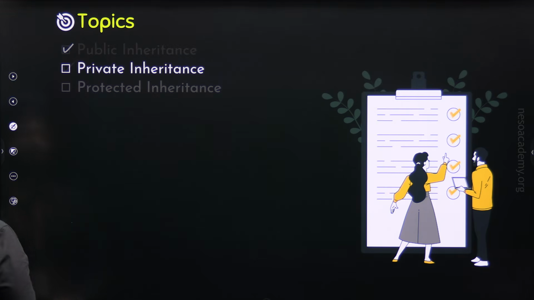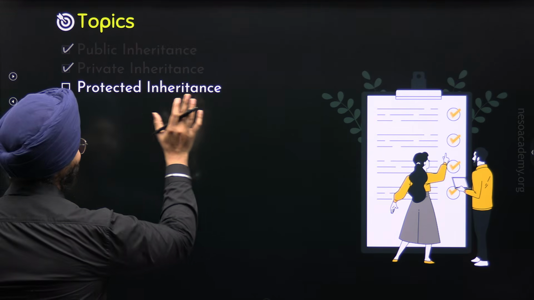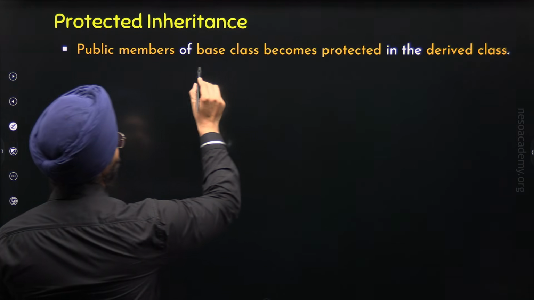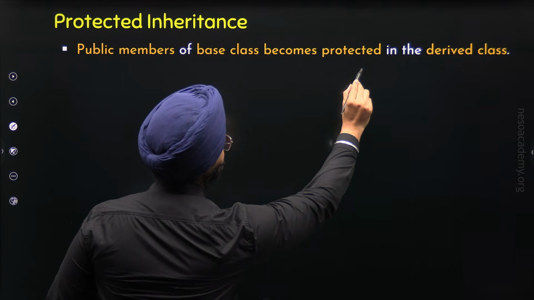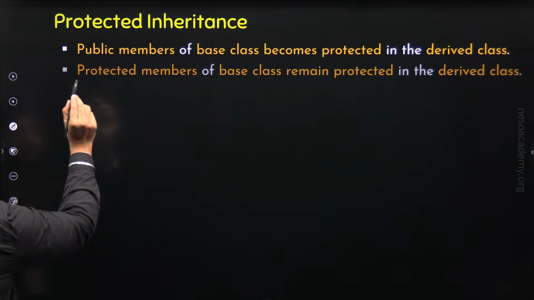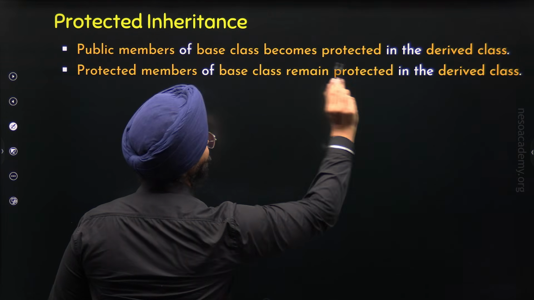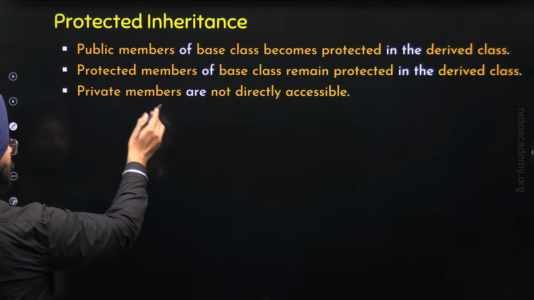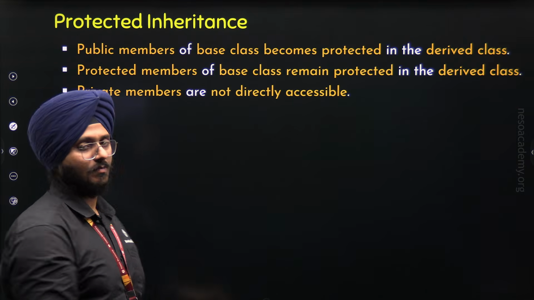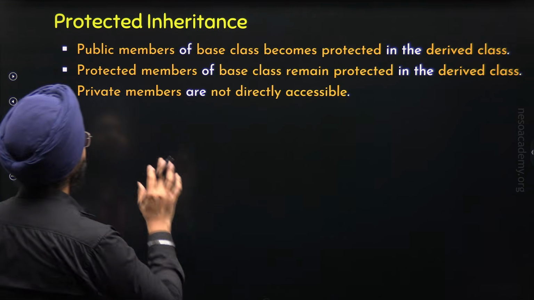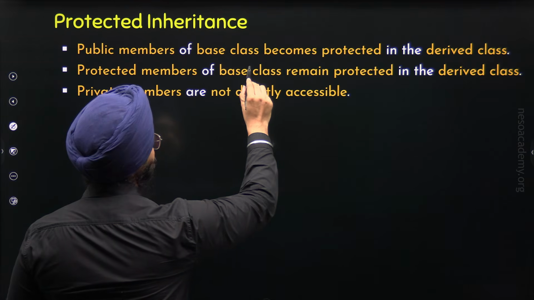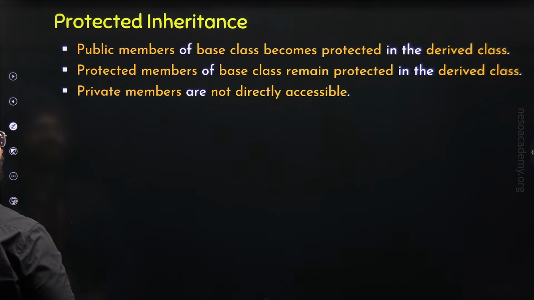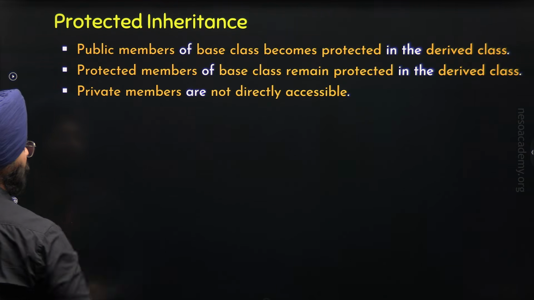Now let's move to the third topic to understand protected inheritance. In protected inheritance, public members of the base class become protected in the derived class. Protected members of the base class remain protected in the derived class, so there is no change here. And private members, as usual, are not directly accessible. So we can see that public members of the base class change to protected members in the derived class. This is what happens in case of protected inheritance.